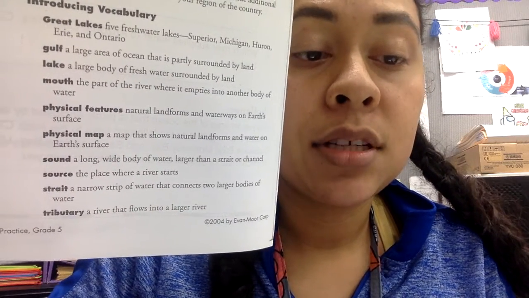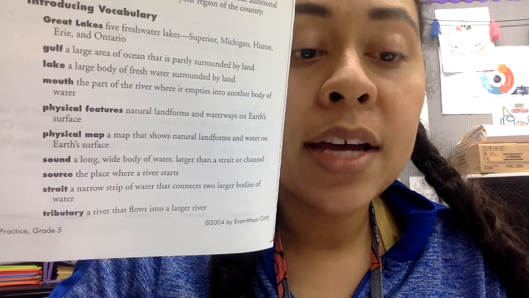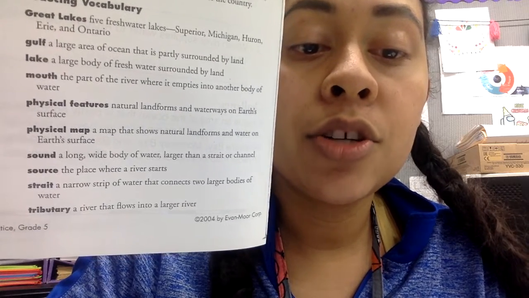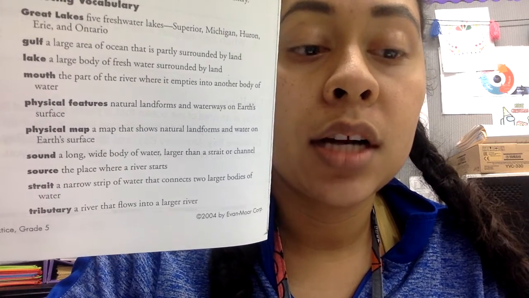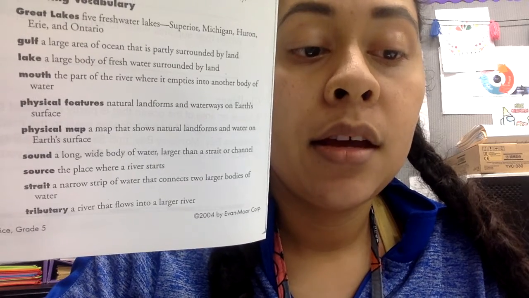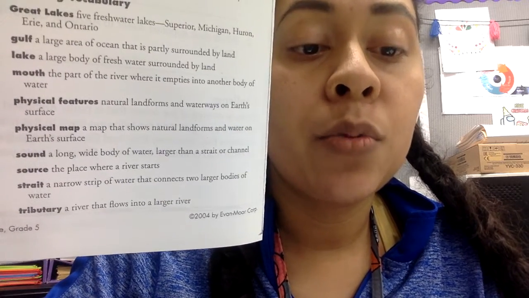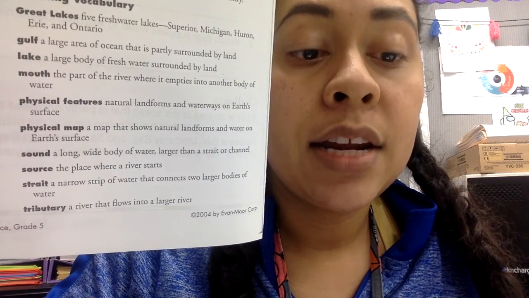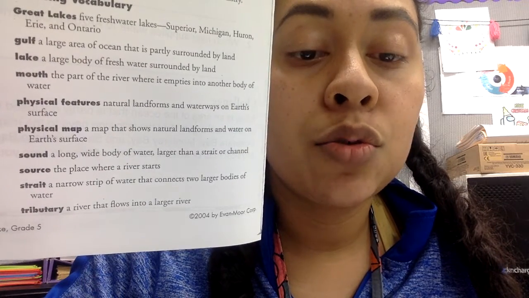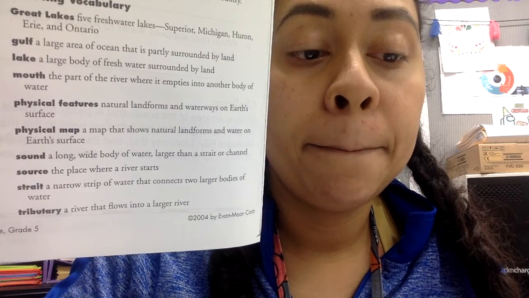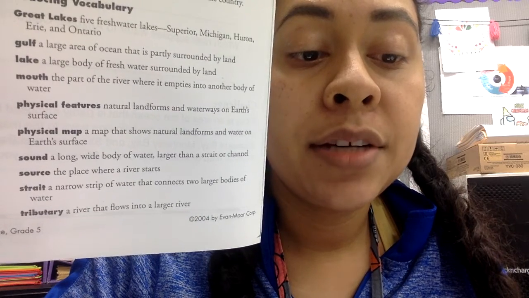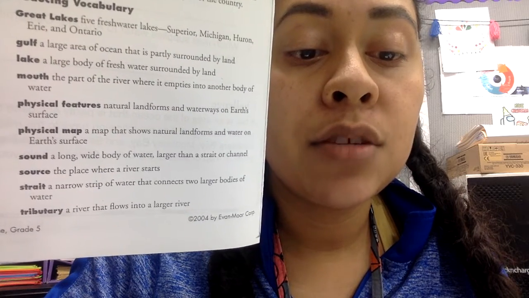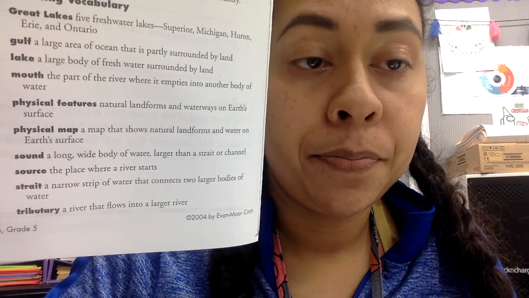Sound: a long, wide body of water, larger than a strait or channel. Source: the place where a river starts. Strait: a narrow strip of water that connects 2 larger bodies of water. Tributary: a river that flows into a larger river.